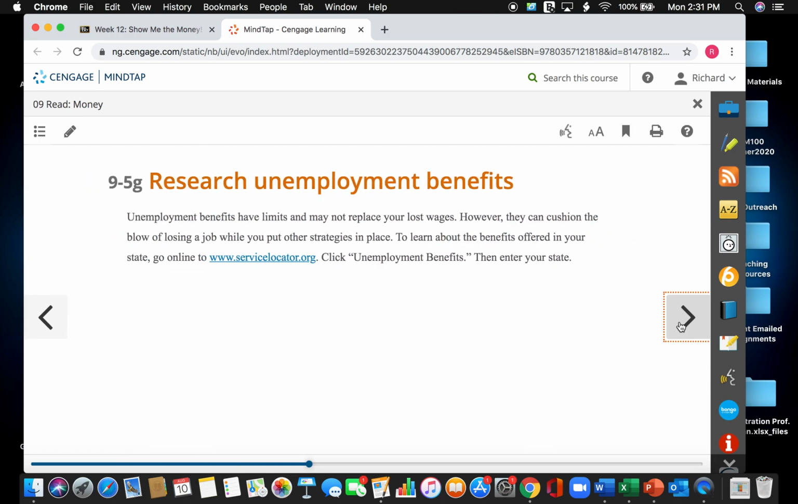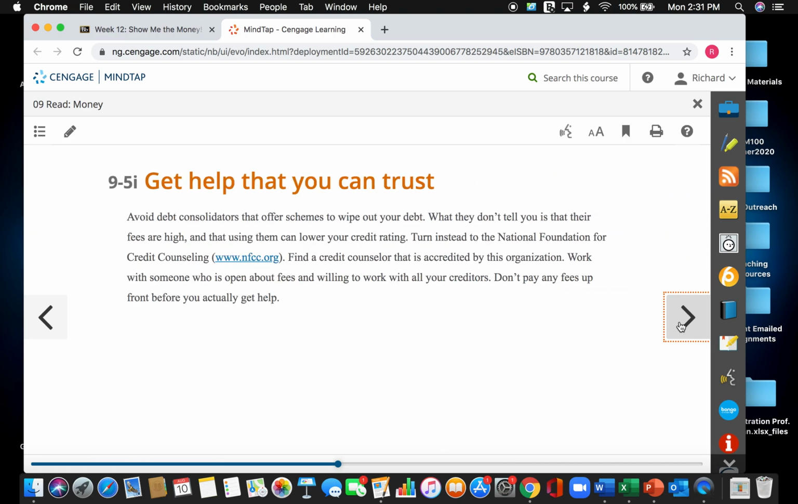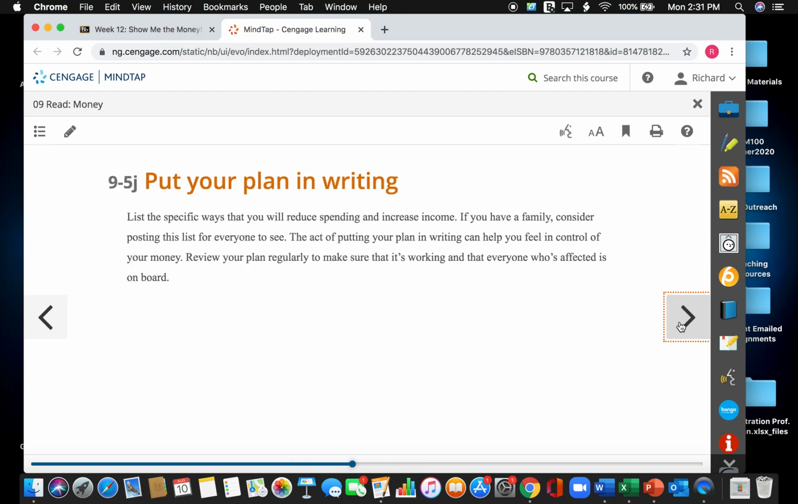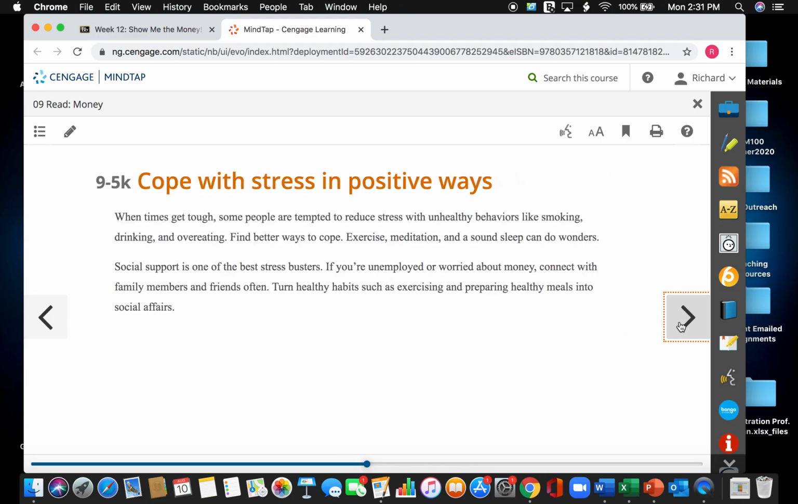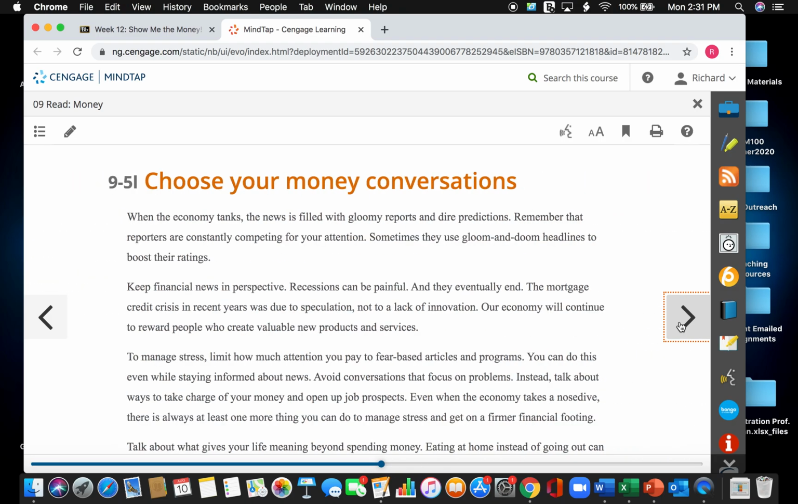Research unemployment benefits. Get health insurance. Get help that you can trust. And put your plan in writing. And cope with stress in positive ways. And choose your money conversations.